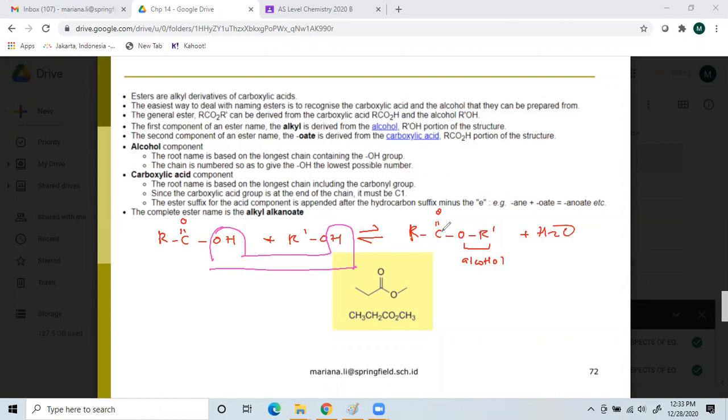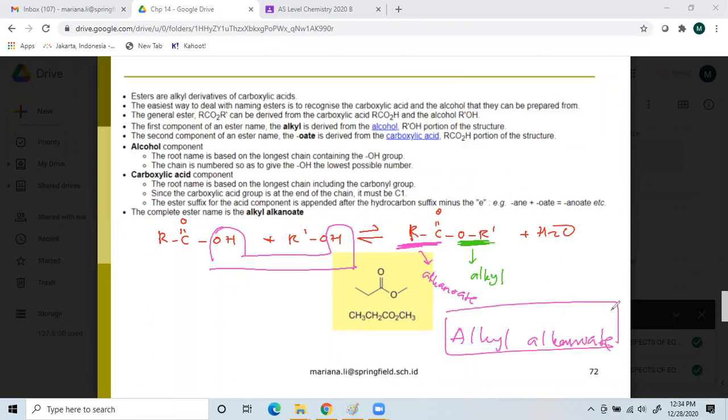Okay, the first component of the ester name is the alkyl. The alkyl group comes from the alcohol. So you should give the name of the R group first, the R group that attaches to oxygen. Okay, so every time you want to name an ester, please find the R attached to oxygen. So this will be the alkyl group. Okay, and then from the C=O to the rest of the compound, this comes from the acid group. So this will become alkanoate. The name will be alkyl alkanoate. Okay, the ester name is alkyl alkanoate.